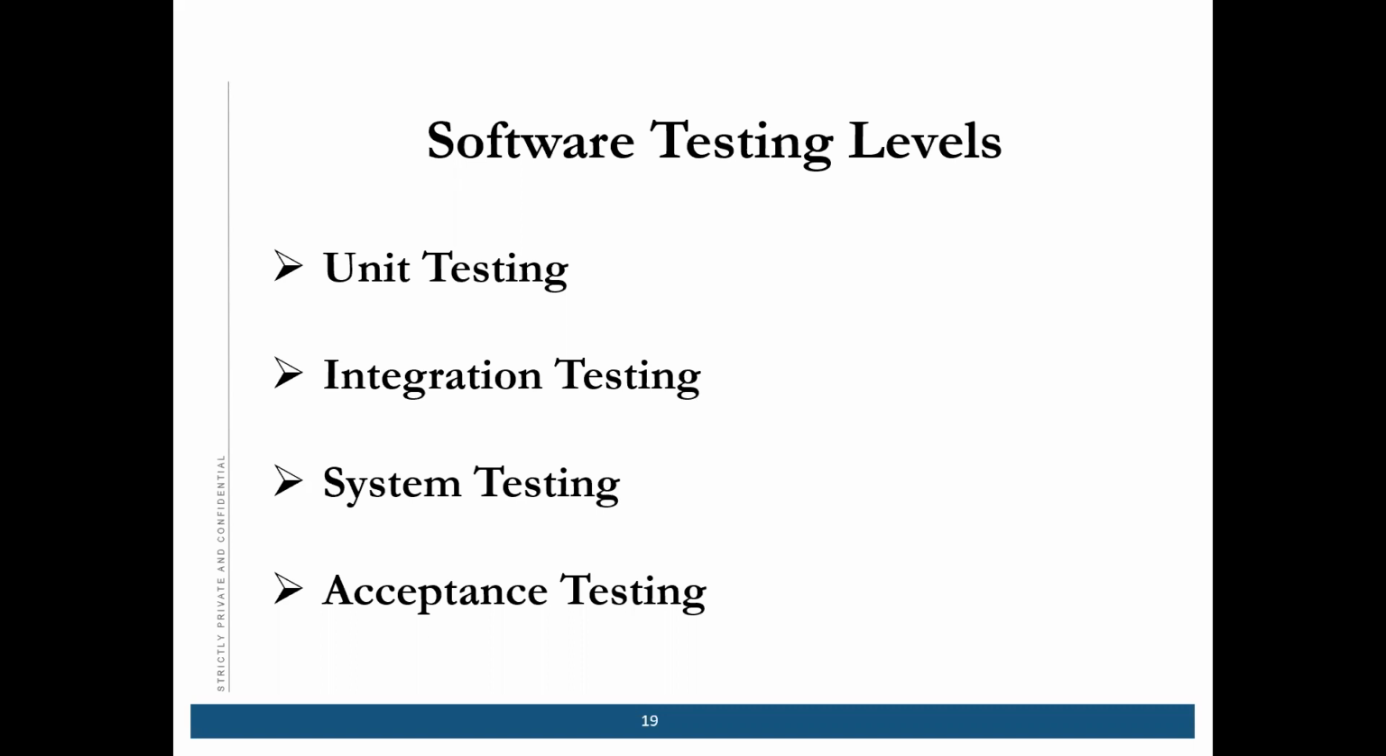Correct? System testing is what? When everything is integrated and we check the overall system. Acceptance testing is when we do UAT, user acceptance testing, when we are checking it in the acceptance environment, the UAT environment. That time it is called acceptance testing. Clear, everyone? There are many more types of testing in between also, but these are the main levels. If someone asks you about the levels of software testing, then these are the levels.